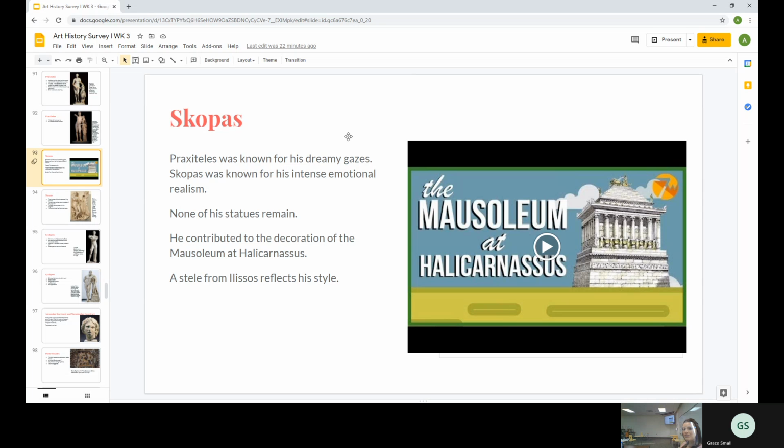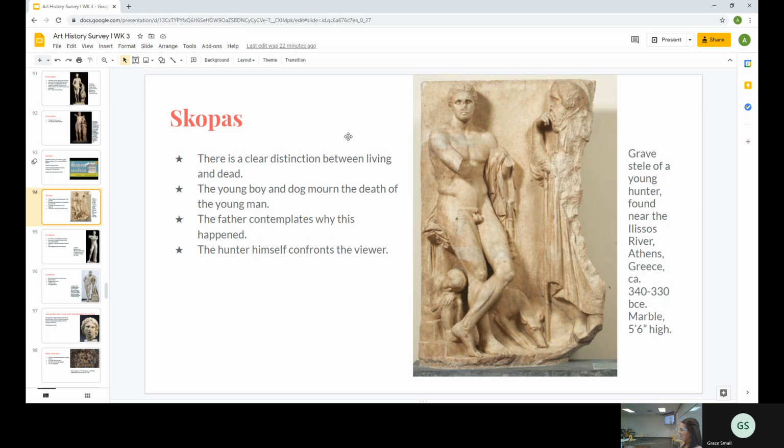He did supposedly create the sculptures on the mausoleum at Halicarnassus, which is one of the non-existent wonders of the world. If you're interested in that, you can watch that video later, which covers all of the 8 wonders of the world and talks about which ones are still in existence. Heads up, there's only one. And we've already looked at it, so a bit of a spoiler there.